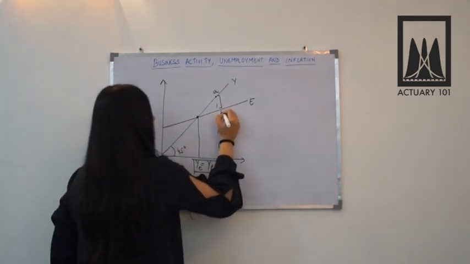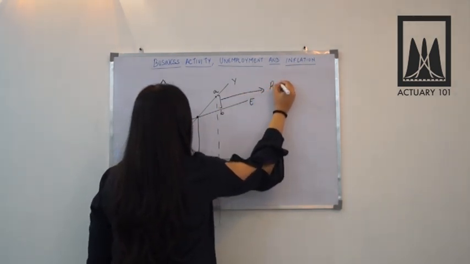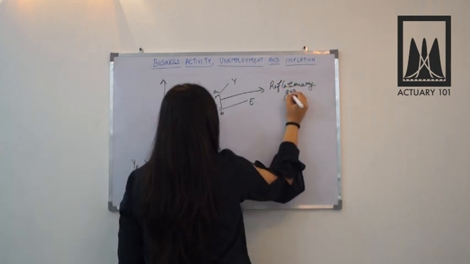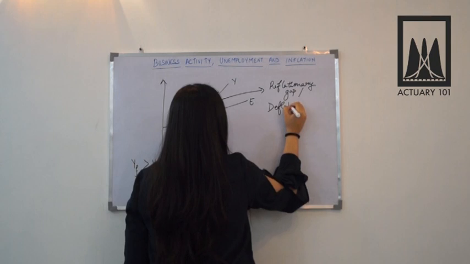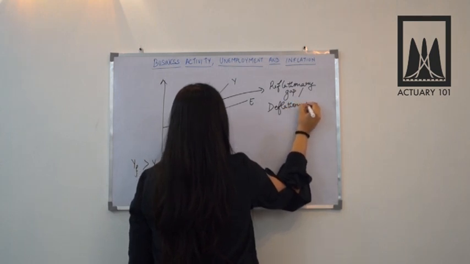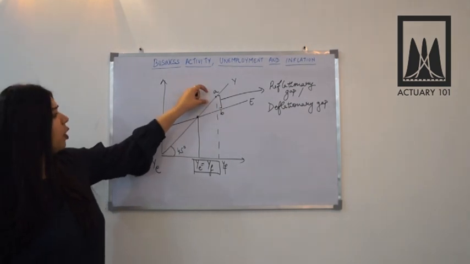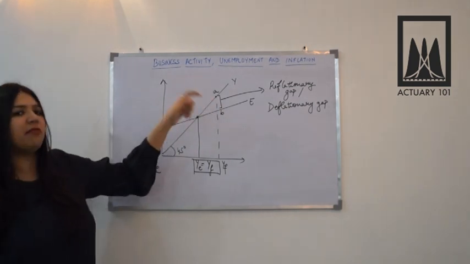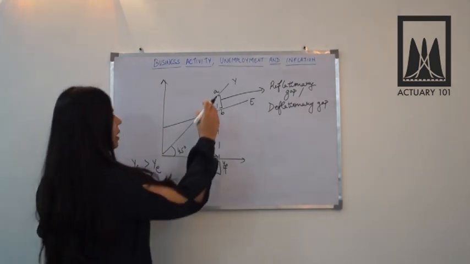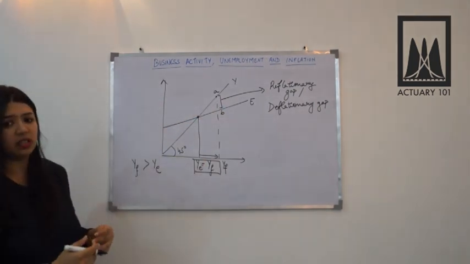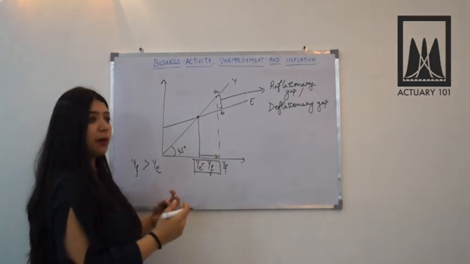So this gap A minus B is known as the deflationary gap. We also call this the deflationary gap, which is due to the deficiency of demand from the full employment level of national income. So as we can see, there is a demand deficit unemployment. So it would be better to increase the demand by that much.